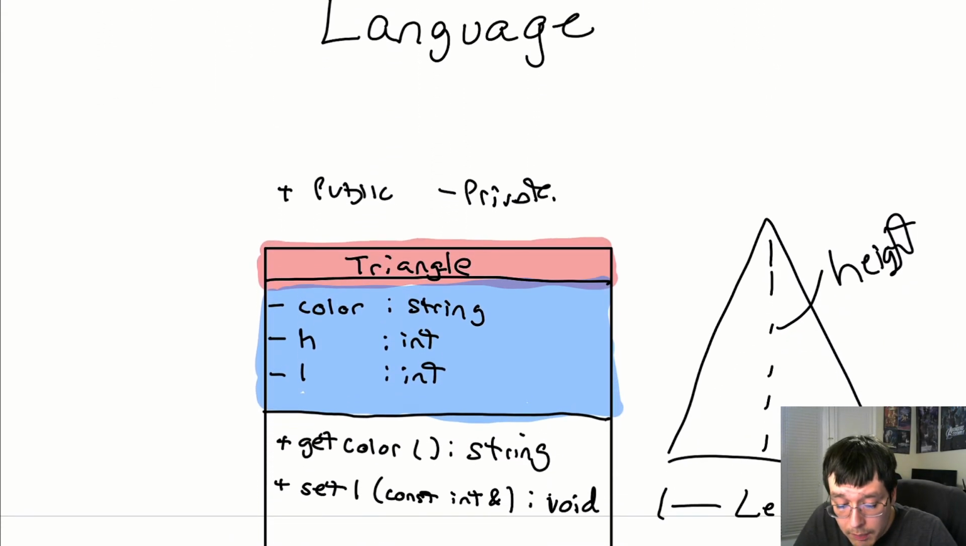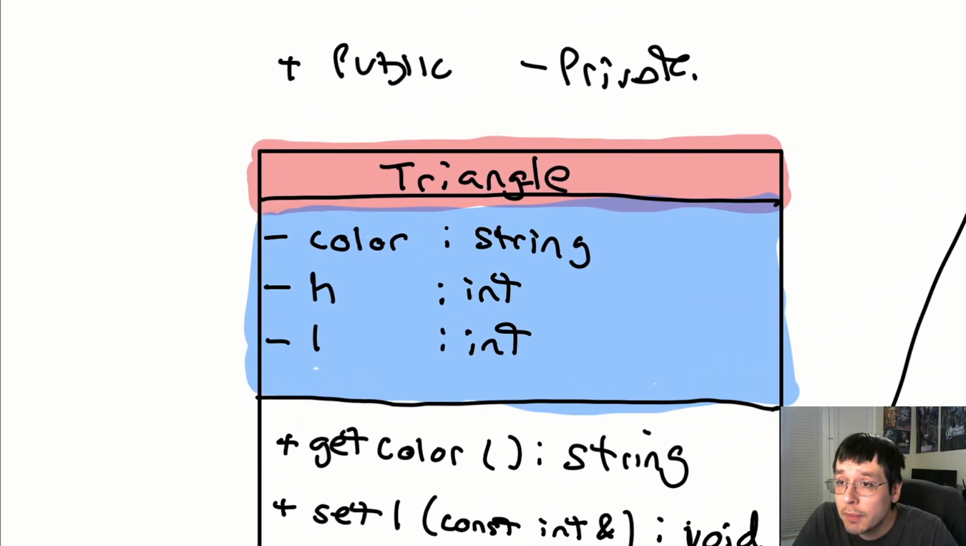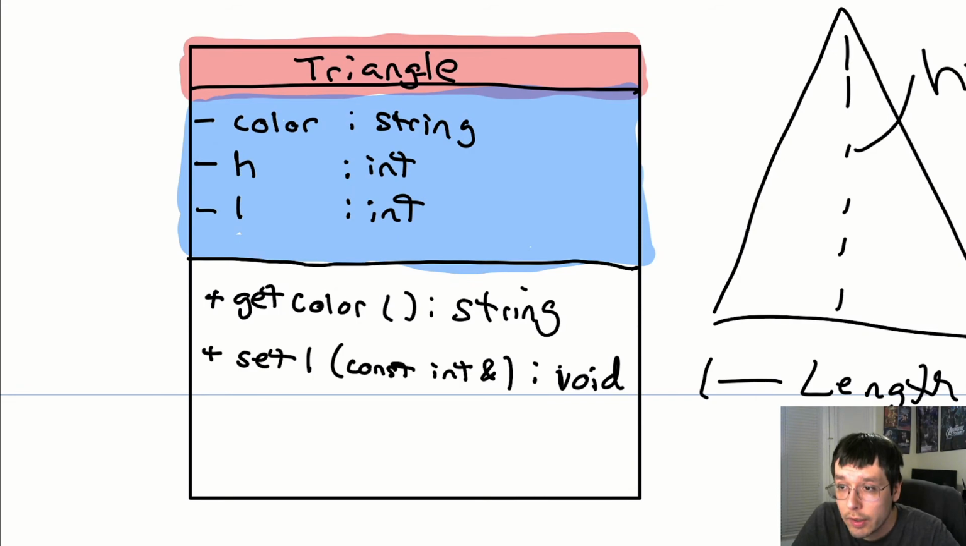Okay? So a couple of things in the UML are going to be the symbols, the plus and the minus. Plus is public, minus is private. The way it works is it's a little square or rectangle that has on the top the name of the class, which in this case is Triangle. Then in the first sub box, you list all of the variables in that class. And in the second sub box, you list all of the functions in that class.